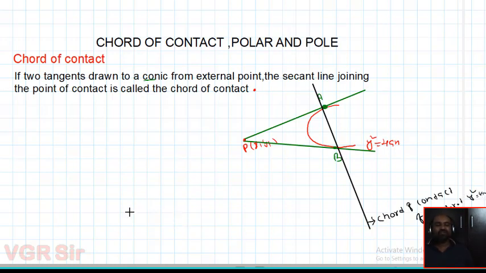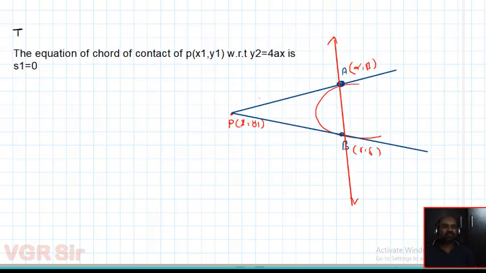But how to find the equation of this chord of contact? That is the important thing. This is, I can say, theorem 1 for this subtopic. The equation of chord of contact of P (x1, y1) with respect to y square equal to 4x is S1 equal to 0. Here the parabola is given as y square equal to 4x, the external point is (x1, y1), PA and PB are tangents, and A and B are the points of tangency. A and B are joined, you get a line. The equation of this line is given as S1 equal to 0. Now we should prove it. Listen.